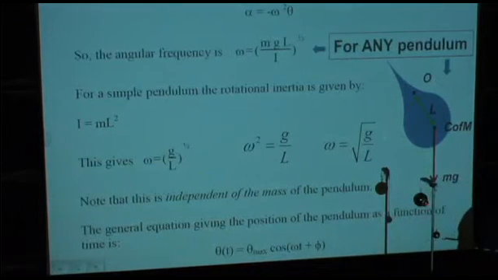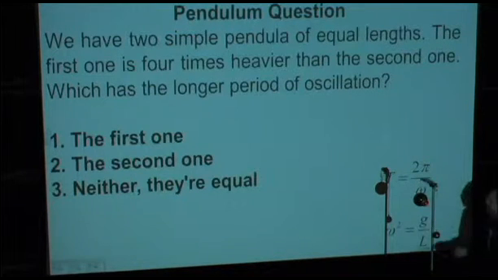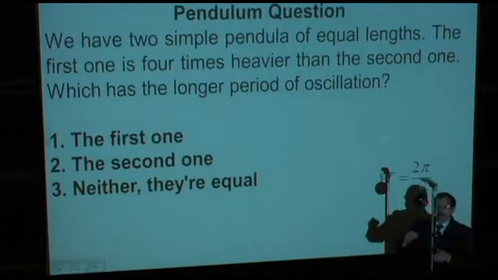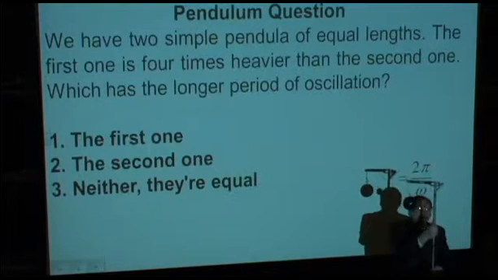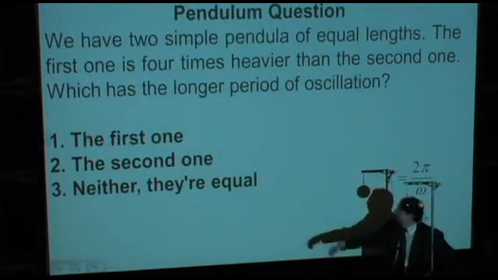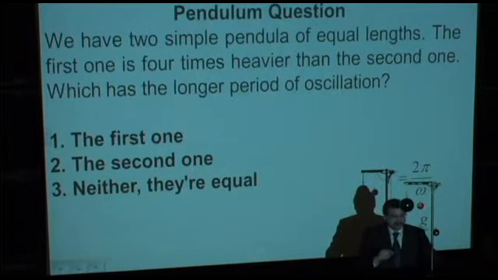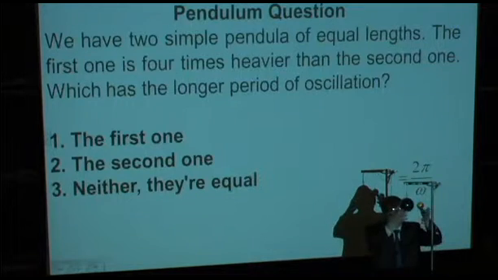So, first question I'm not going to ask you. Let's say we have two balls, one heavy, one light, but the length is the same. If we look at that equation, it has no mass, so mass shouldn't matter. So they should have the same period.